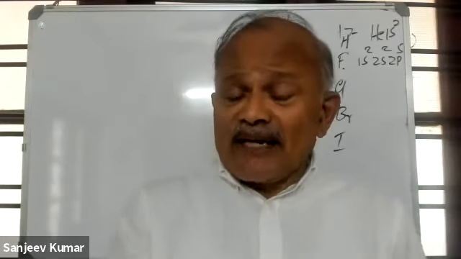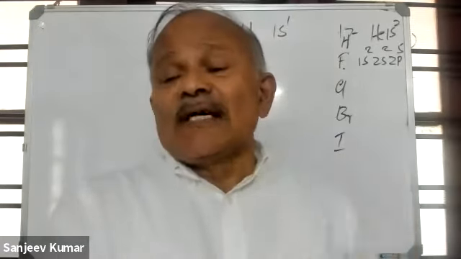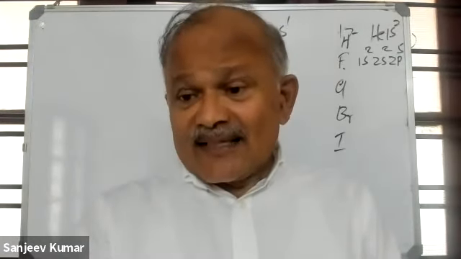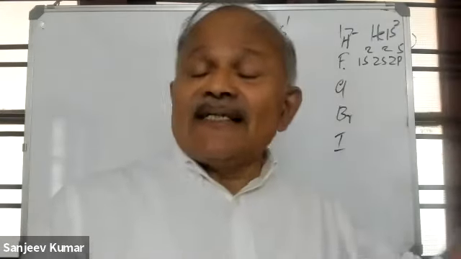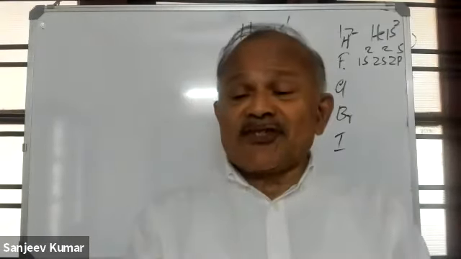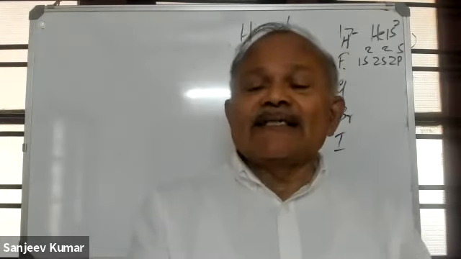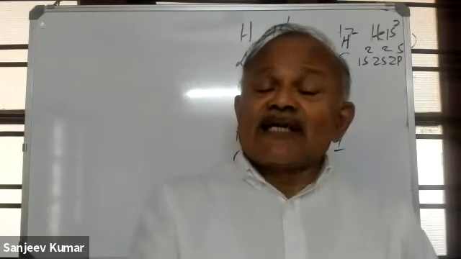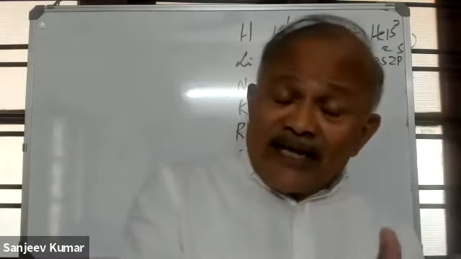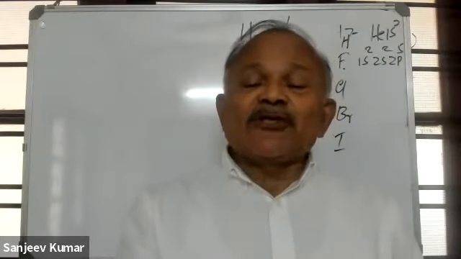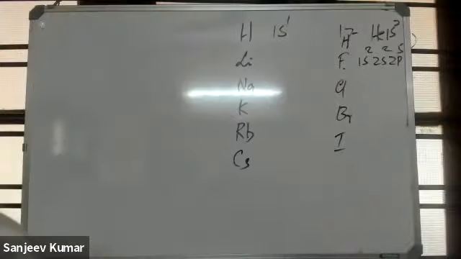And these are the resemblances. As well, the ionization enthalpy of hydrogen is almost similar to that of halogens. They also have very high ionization enthalpy, and hydrogen also has high ionization enthalpy. And these are the resemblances of hydrogen with alkali metals as well as with halogens. And therefore, the position of hydrogen is not yet settled, and that is the nature of hydrogen.